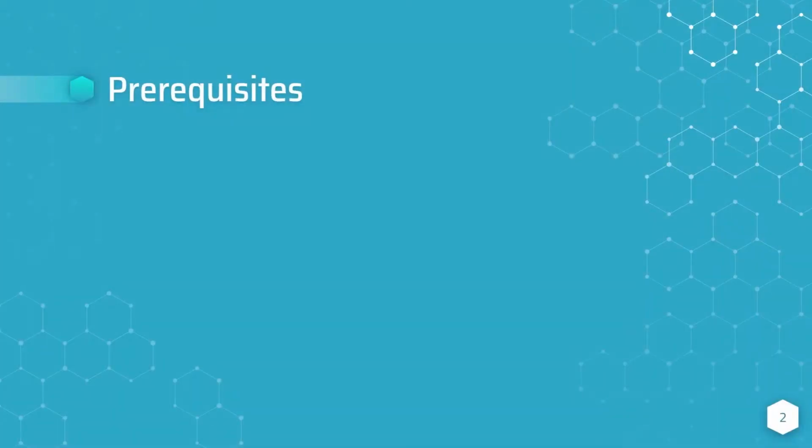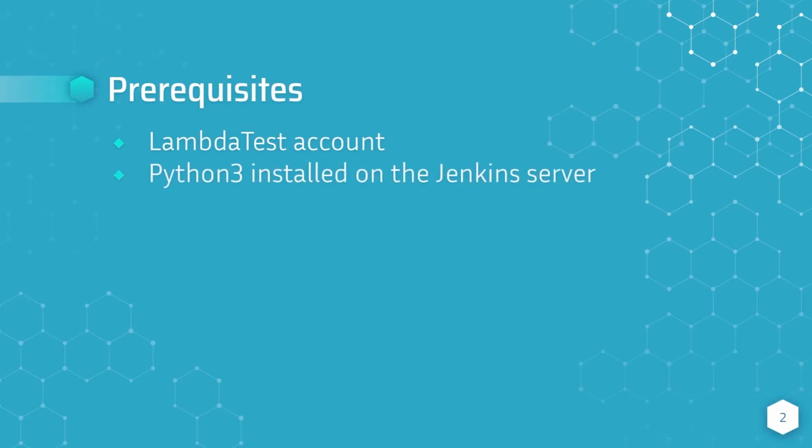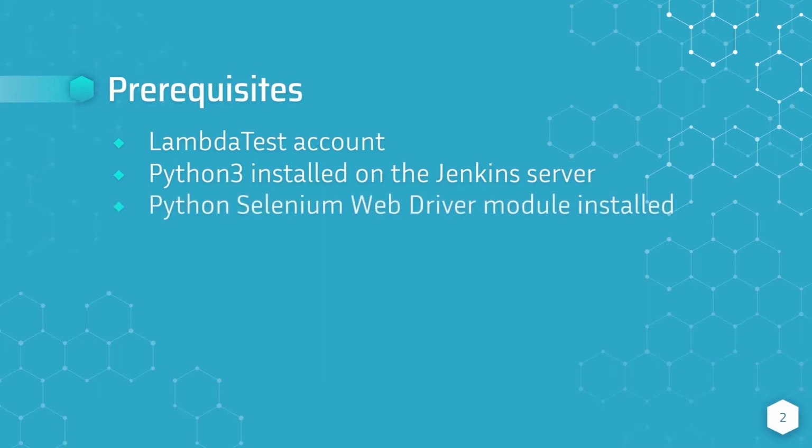Before we get started, I'd like to quickly go over the prerequisites. The first is that you'll need a LambdaTest account. Secondly, you'll need Python 3 installed on the Jenkins server. And finally, you'll also need to install the Python Selenium WebDriver module.